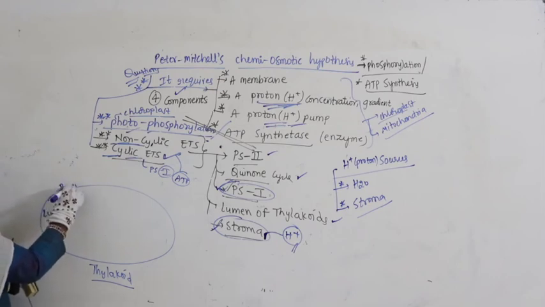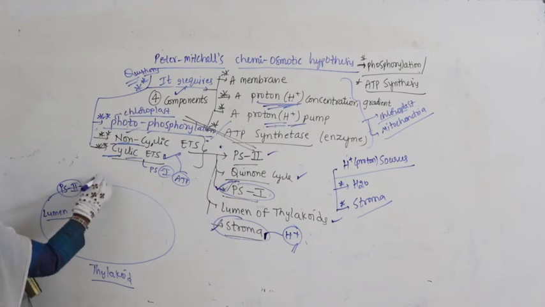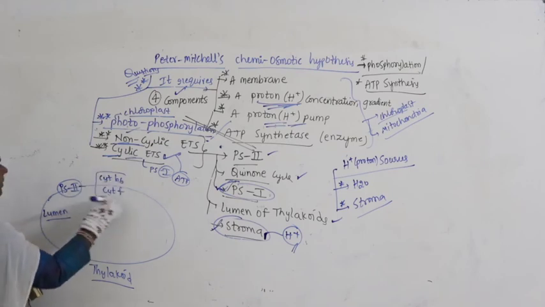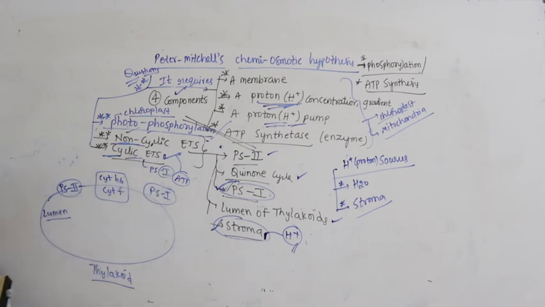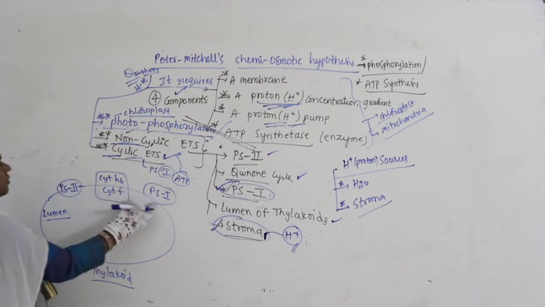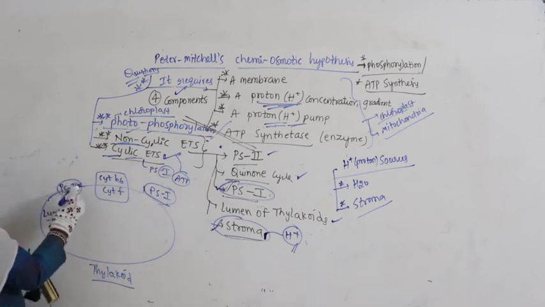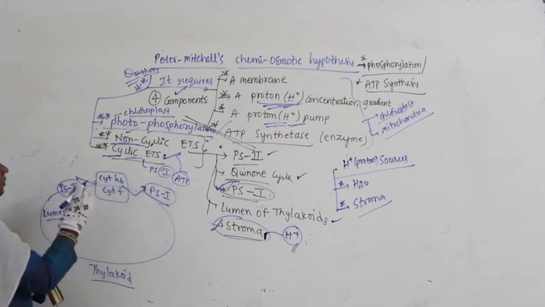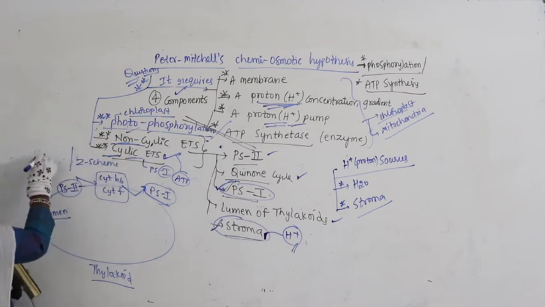Now look here. This is PS2, and next it enters into the cytochrome b6f complex, and what you find here is nothing but PS1. Let us imagine that is PS1. From PS2 it comes here and it goes again up to PS1. What do you call this? This is called the Z scheme. Z scheme means the non-cyclic electron transport system.